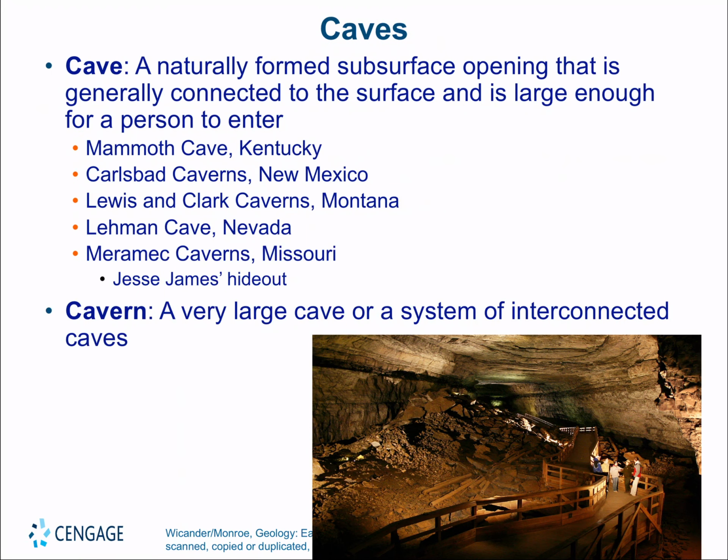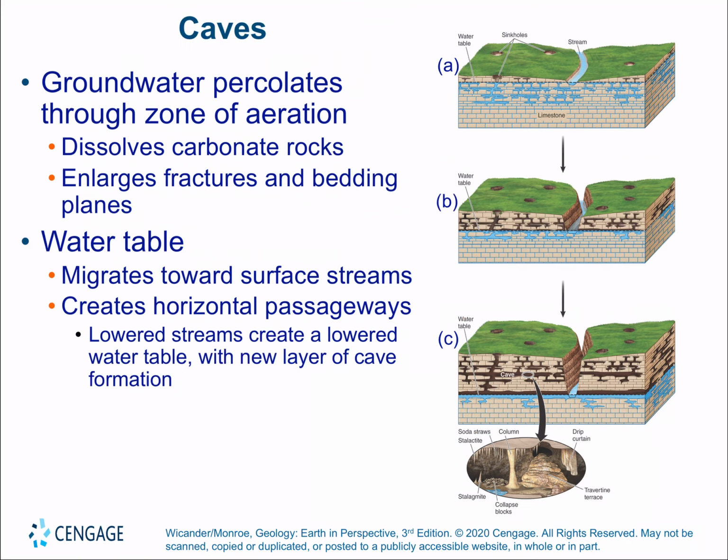Caves are naturally formed subsurface openings that are generally connected to the surface, and they're large enough for a person to enter. Some of the well-known caves are Mammoth Cave in Kentucky, which you see a picture of. We have Carlsbad Caverns in New Mexico and a few others. The difference between a cave and a cavern is basically a large cave or a system of interconnected caves.